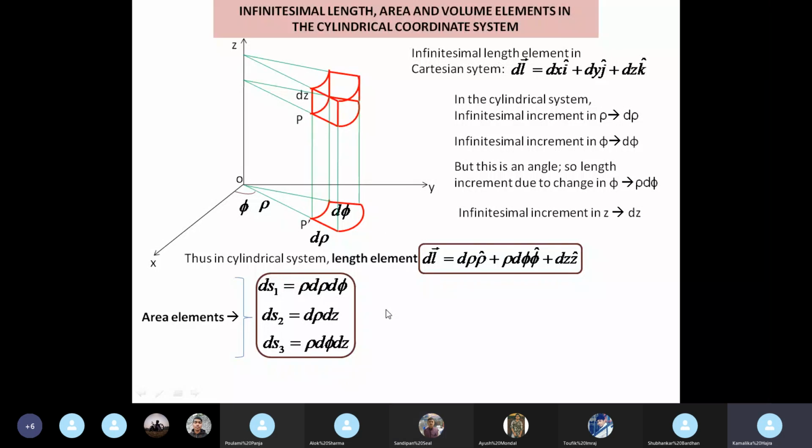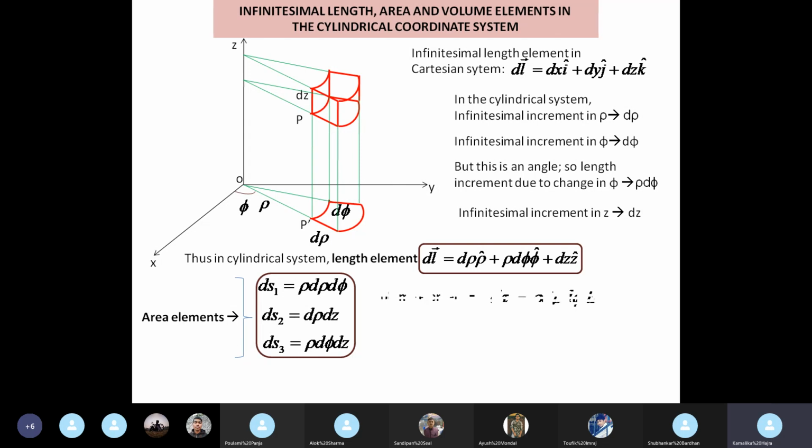Yes ma'am. Okay. So once you know the line element and the area elements, it is very easy to get the volume elements. You can see the picture of the volume. The infinitesimal volume element looks like this, and the mathematical expression is rho d rho into d phi into dz. So this chunk here, the red chunk, gives you an infinitesimal volume element in the cylindrical coordinate system.